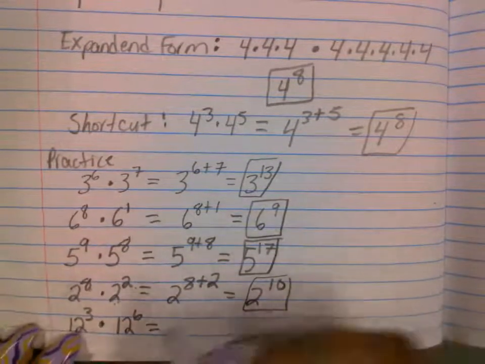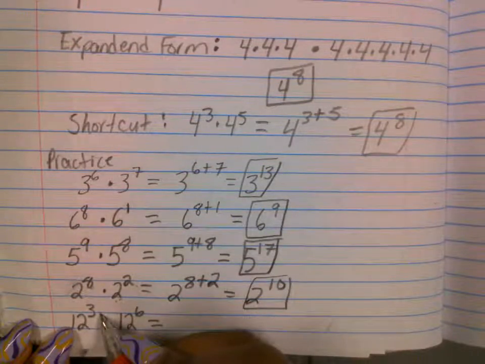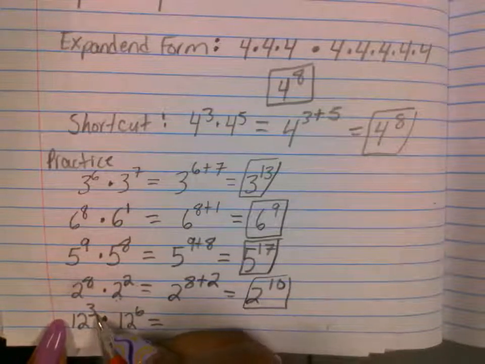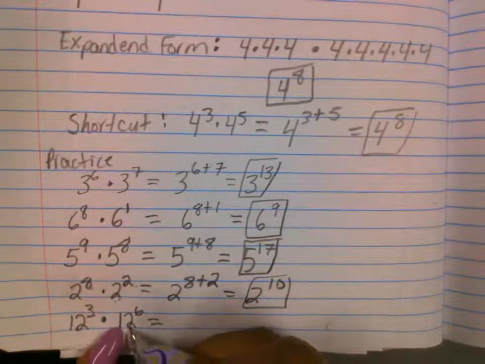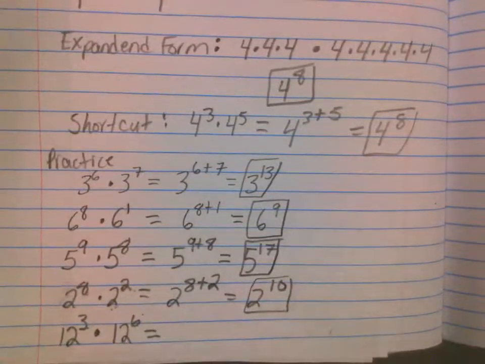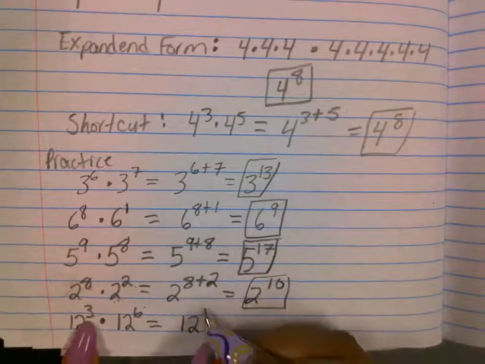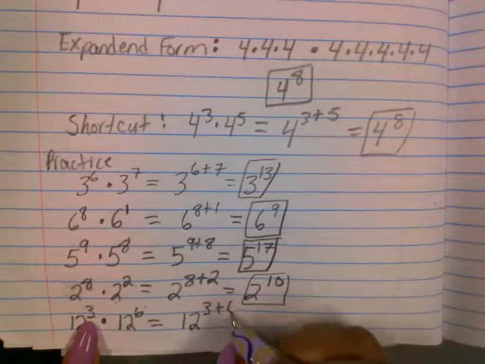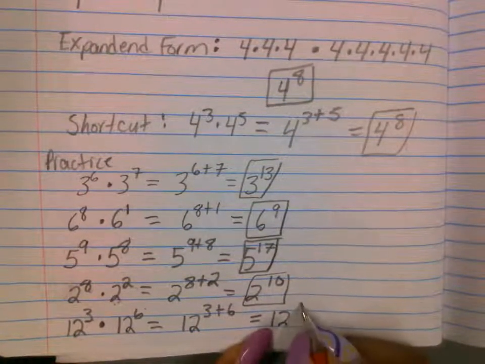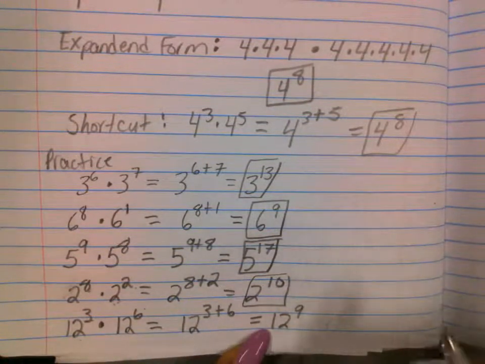You understand good. So we have 12 to the 3rd power. So that means that 12 is being multiplied 3 times. Then we have 12 to the 6th power, which means now 12 is also being multiplied 6 times. So we're going to add those together. We got 12. We got 3 plus 6. So then what does that give me? 12 to the what? 9. Okay, thank you for letting me answer the question before you speak. Thank you.